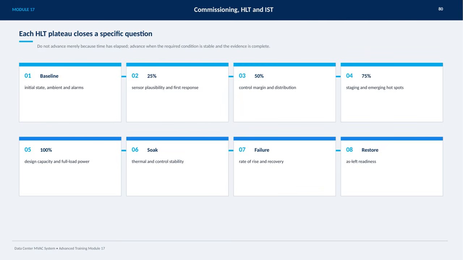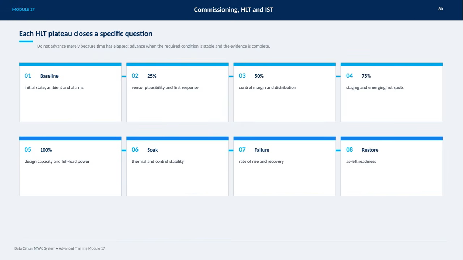At 25%, we verify sensor plausibility and the first response. Moving on to 50%, we look at control margin and distribution. By 75%, we focus on staging and identifying any emerging hot spots. At 100%, we confirm design capacity and full load power.